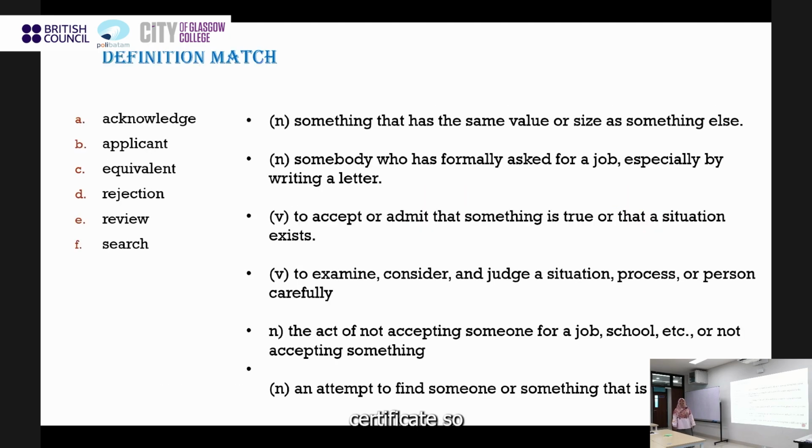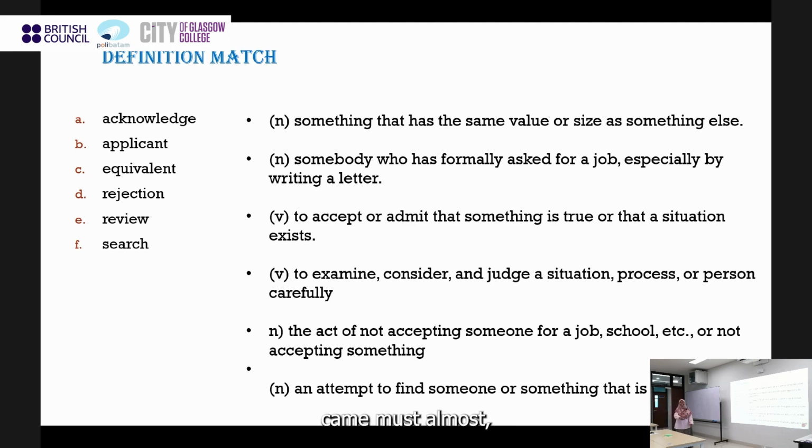Certificate. And then we go to the definition match, and also the class of each word, to make the students know what word classes are. Such as acknowledge. So what is the definition of that one? Equivalent? Acknowledge. What are the definitions?